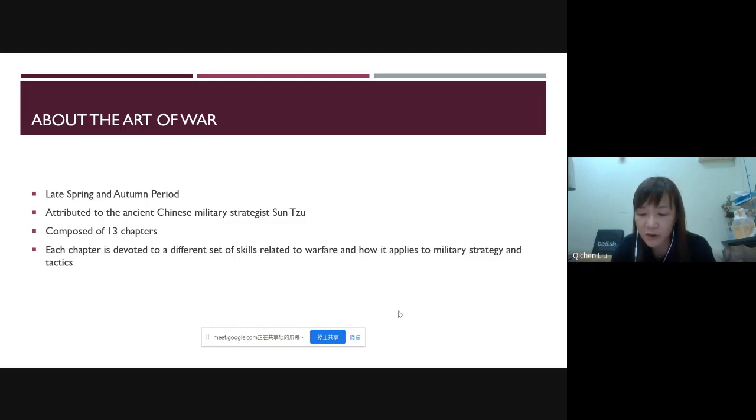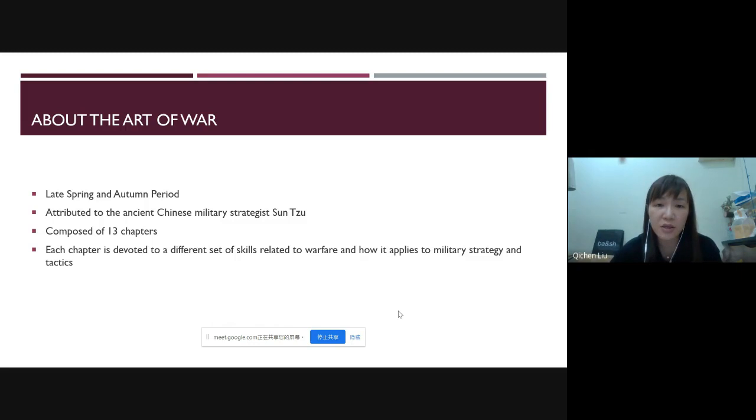Each chapter is devoted to a set of different skills related to war and how it applies to military strategy and tactics. And for almost 1,500 years, it was the lead text in an anthology that was formalized as the Seven Military Classics by Emperor Shenzong of Song in 1080. The Art of War remains the most influential strategy text in East Asian warfare and has influenced both Eastern and Western military thinking, business tactics, legal strategy, lifestyles, and beyond.